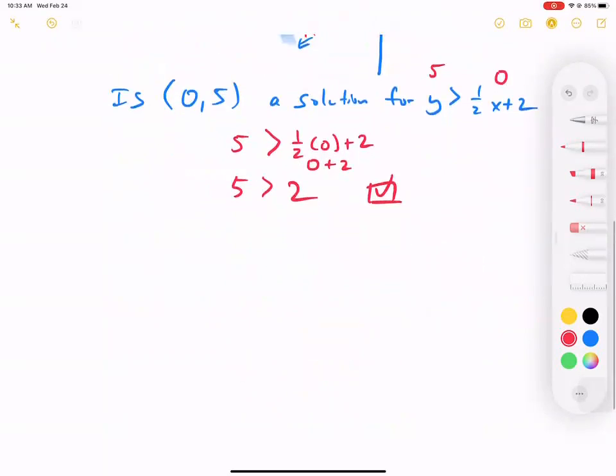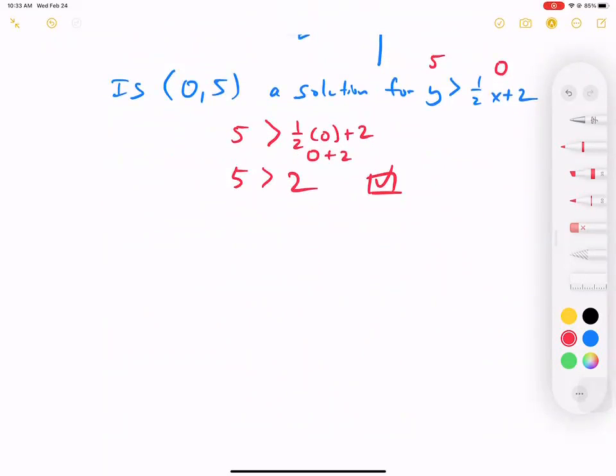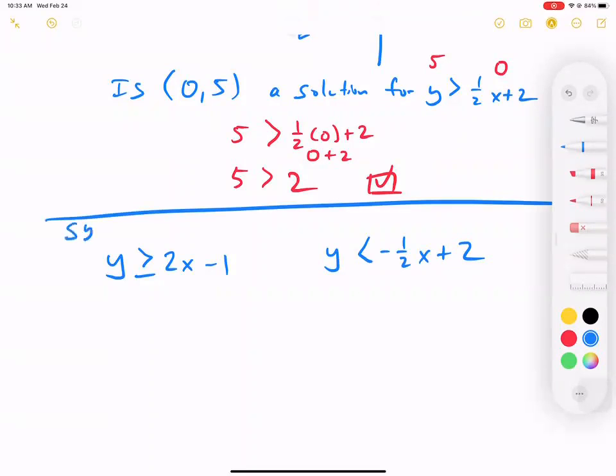Okay? Okay, so now what we're going to do today is test a system. We'll look at what a system of equations looks like, and I'm going to graph two things together. So I'm going to graph y is greater than or equal to 2x minus 1, and y is less than negative 1/2 x plus 2. Okay, so let's go ahead now and graph the system. Now this is a system of equations.